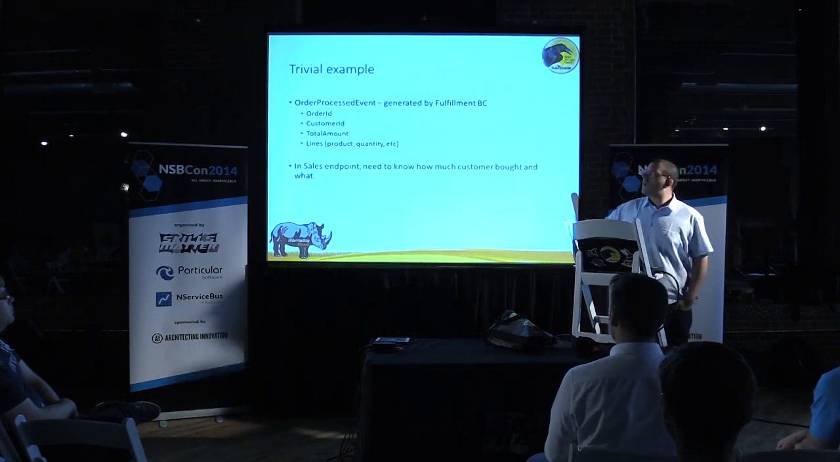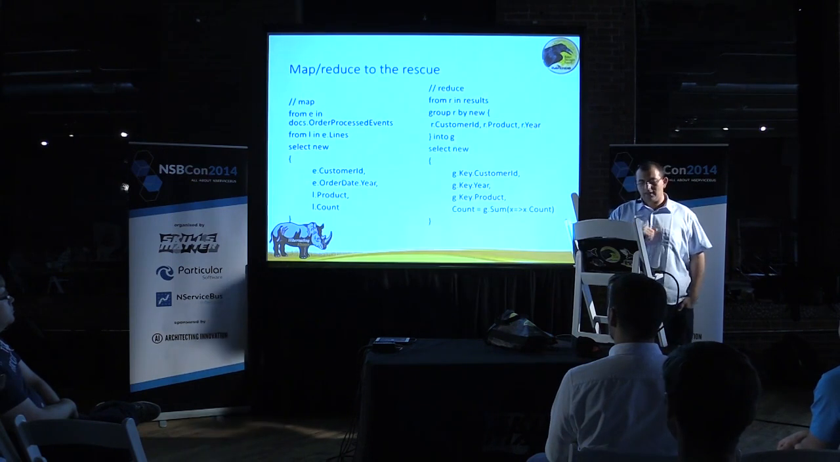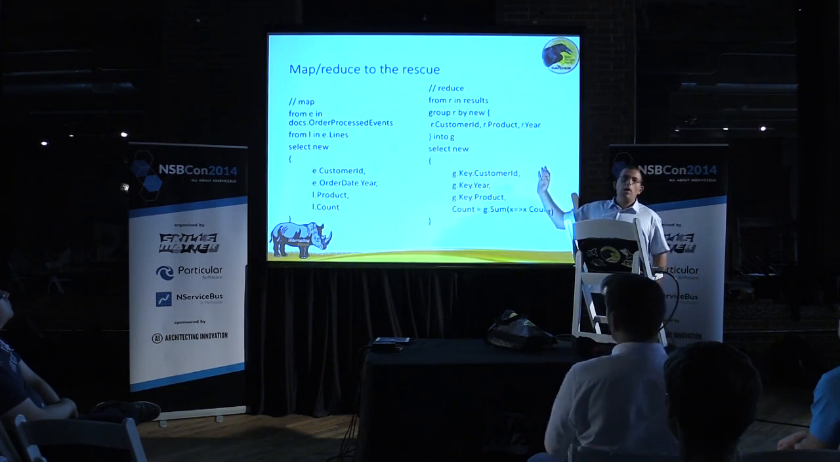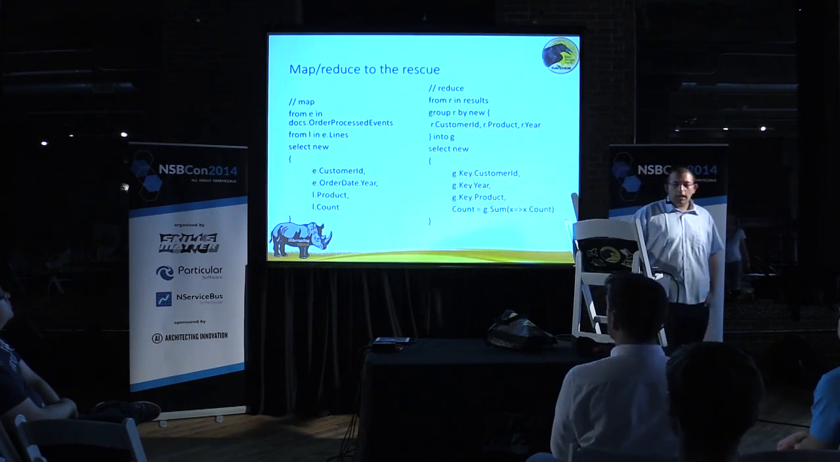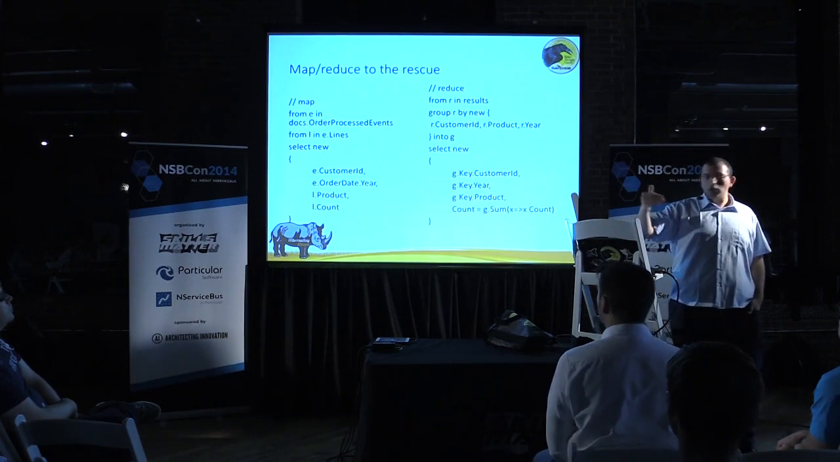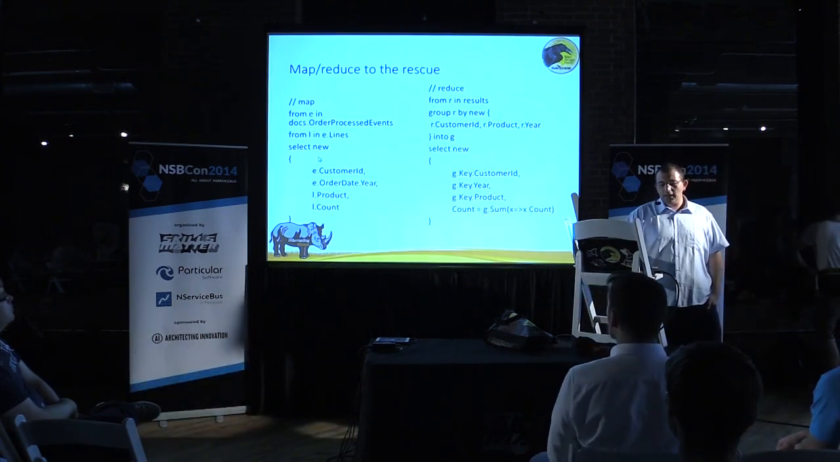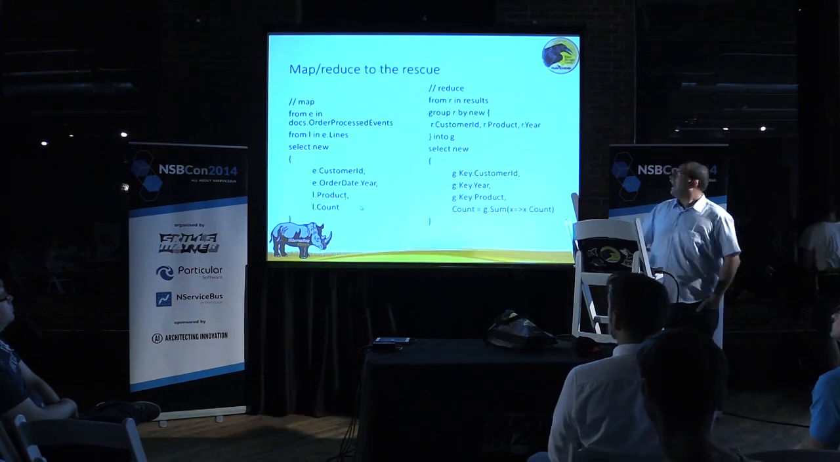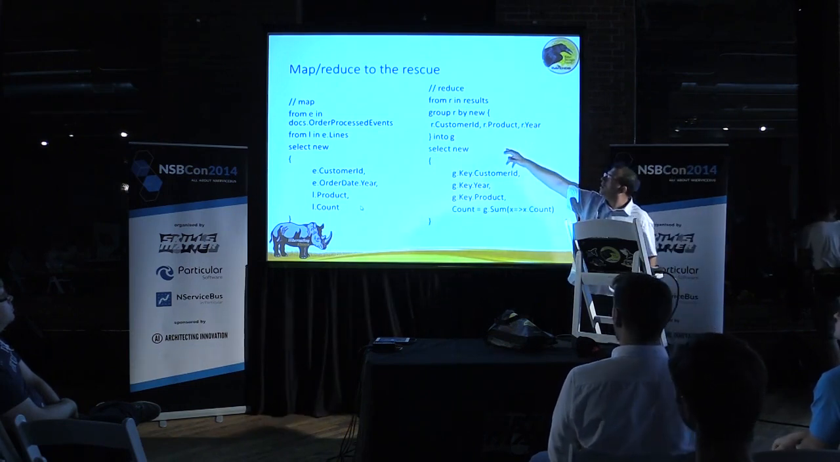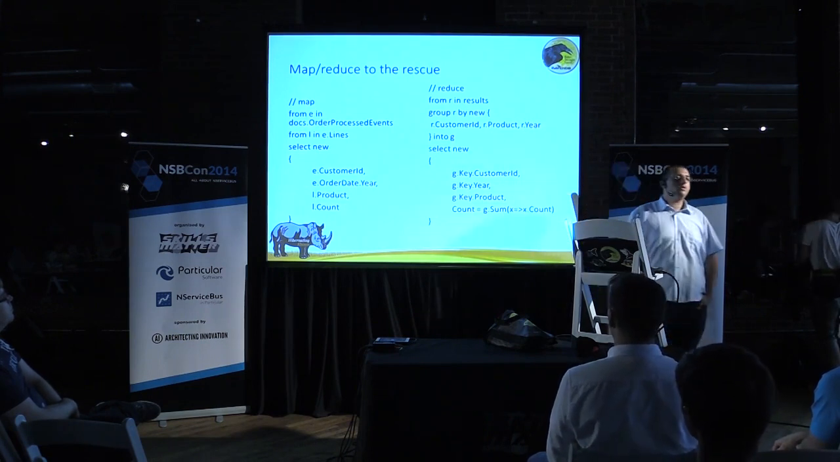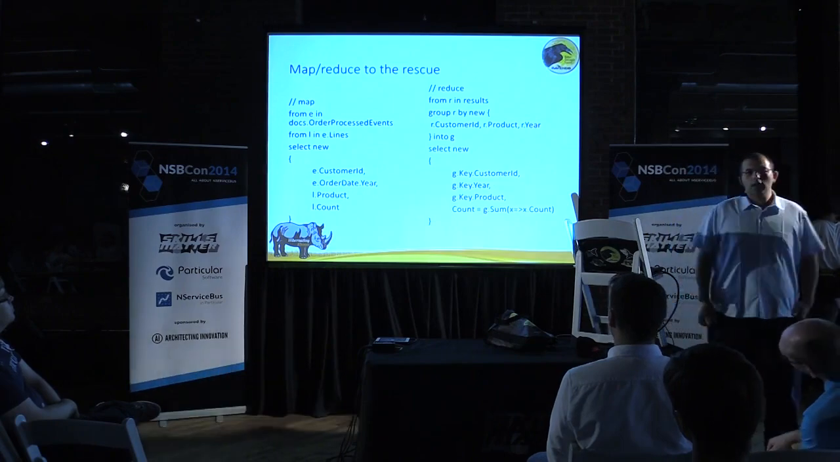If I'm trying to do that on top of the events, I can do it like this. Notice that we have two sections here. One of them is the map, in which we go over all of the order process events and get the data that we need from it. And then we have the reduce, in which you say, okay, by customer, product, and year, let's get a count. The nice thing about this is that this is always running.